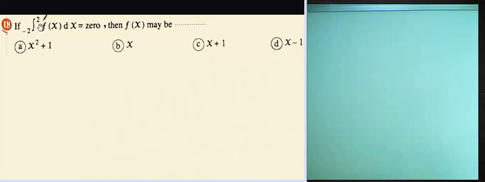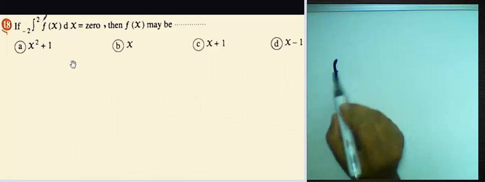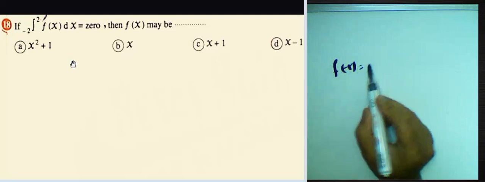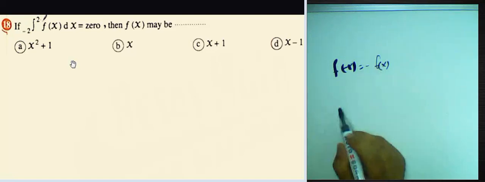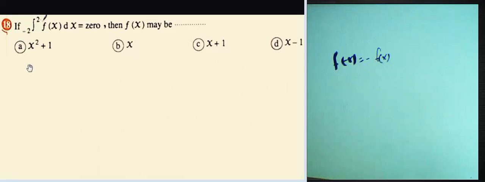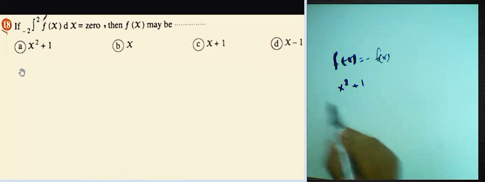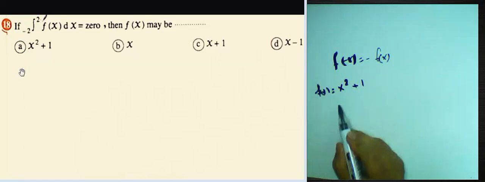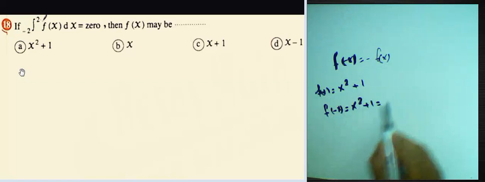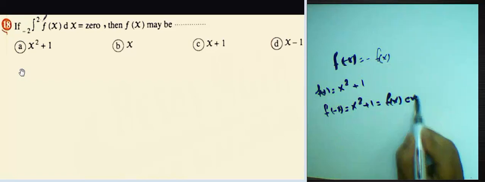If the integration from -2 to 2 of f of x dx equals 0, then f of x may be what? We know this function. The result of the integration equals 0, meaning this function is odd. Odd means f of negative x equals negative f of x. Look at letter A, it's even, because f of x equals x power 2 plus 1, then f of negative x will be x power 2 plus 1, equal to f of x, even.